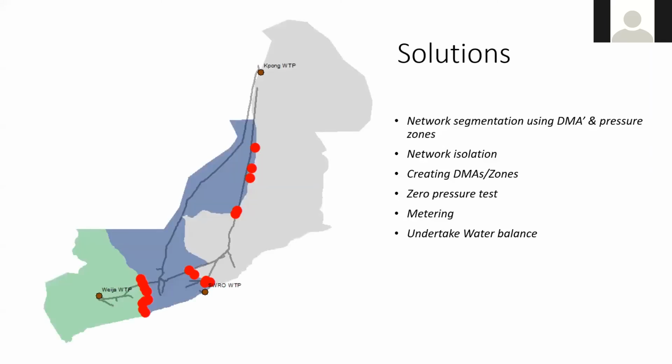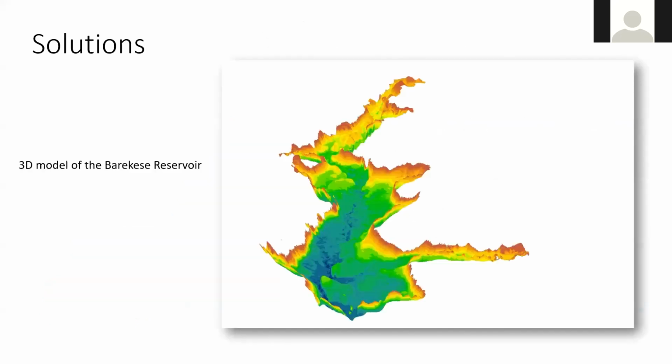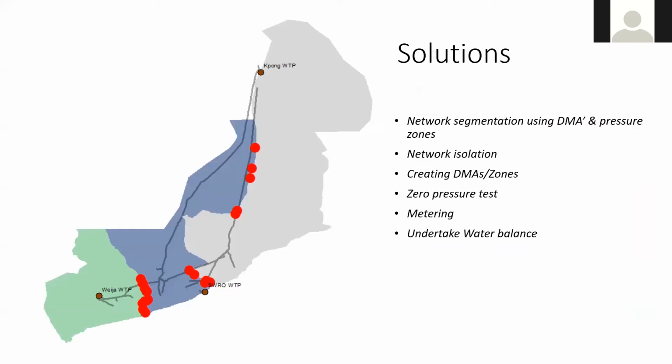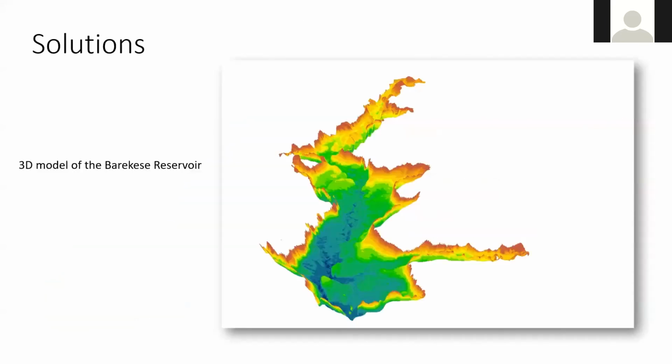I can talk about other solutions that we have, for instance, inputs, helping to locate vantage points where we can put meters to measure the input volumes that we are bringing into the system. This is an example of a 3D model of a Barikesi reservoir that helps us to determine the level of sedimentation in there. That could help us to know whether the dam itself is silted and needs to be dredged or not.